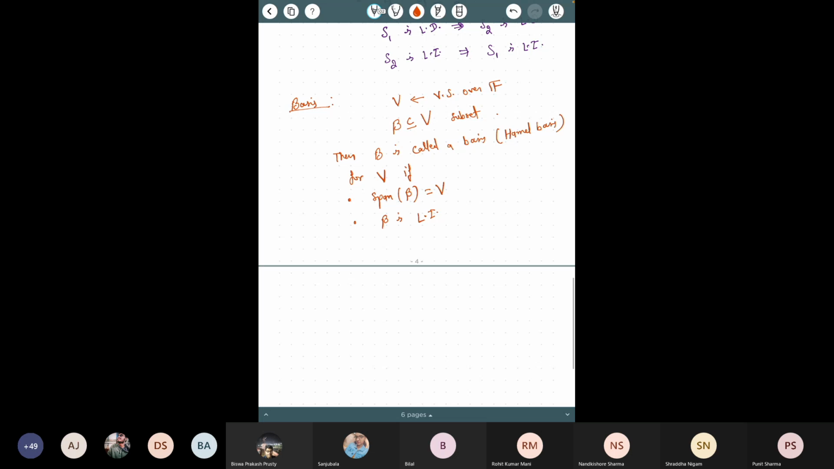Okay. Now the next result which I am going to prove tells you that whatever be your vector space, it gives us a lot of other results related to the basis of a vector space. Okay? So let me first write this statement.